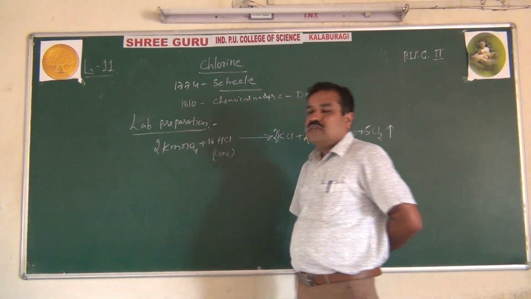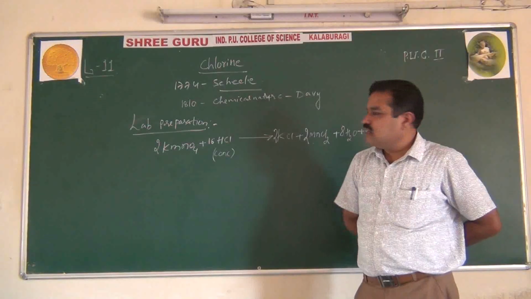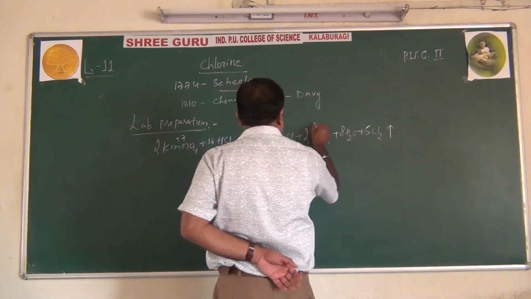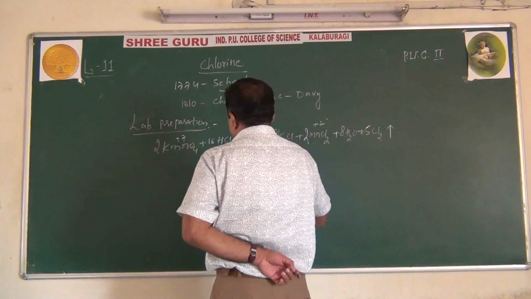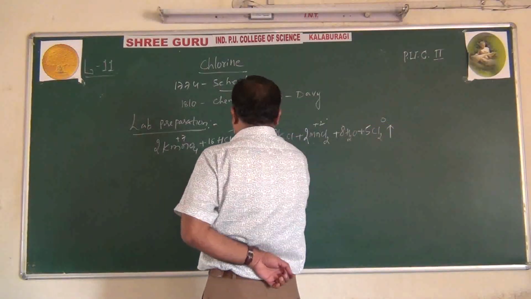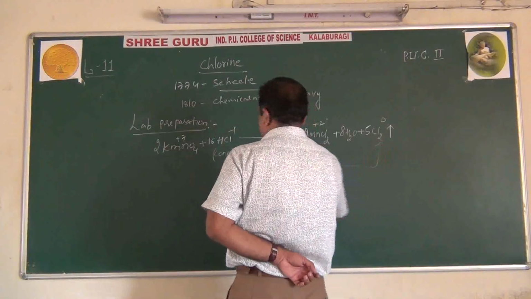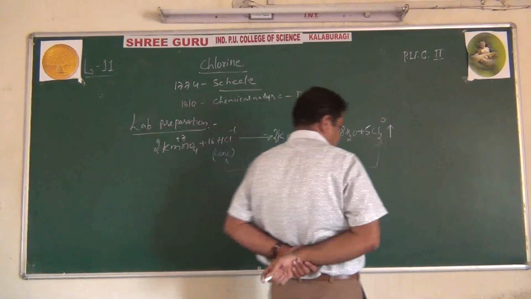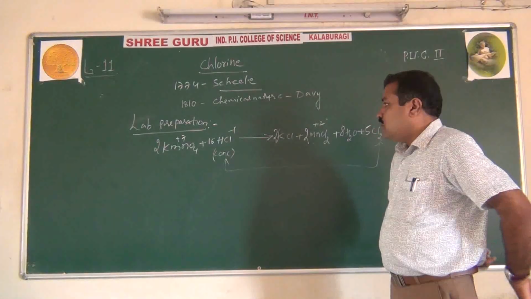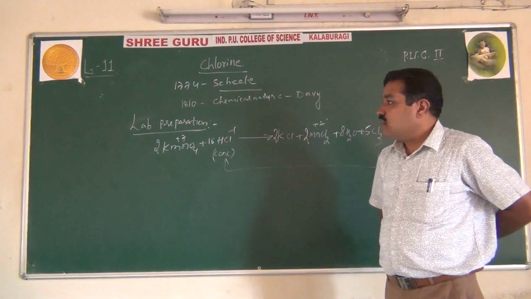on potassium permanganate crystals. Manganese in potassium permanganate gets reduced from +7 to manganese chloride, and the chlorine at minus 1 gets oxidized to 0. It's a case of oxidation and reduction, a redox reaction. So that's about the laboratory method of preparation.